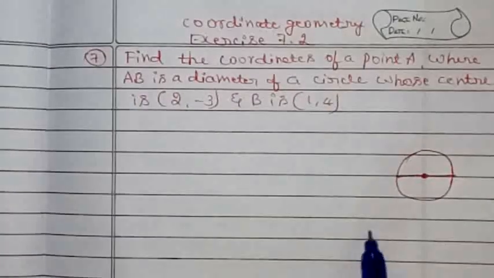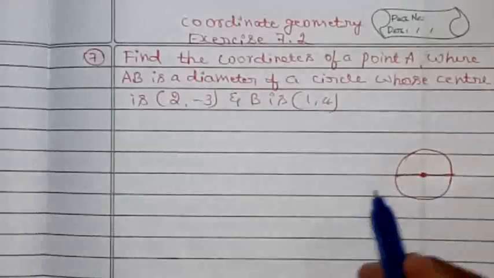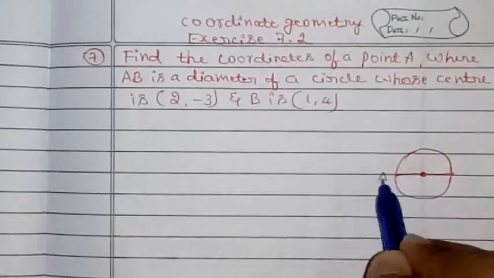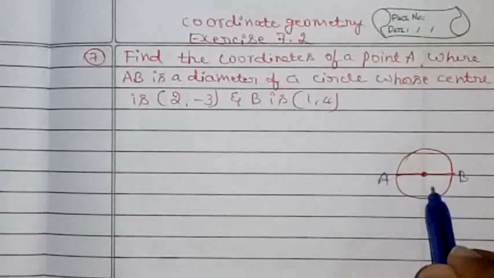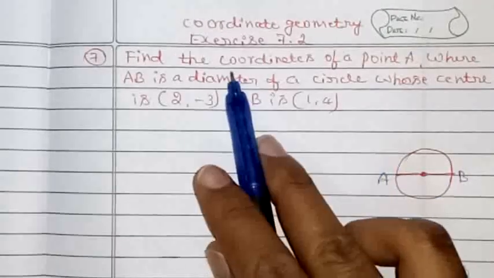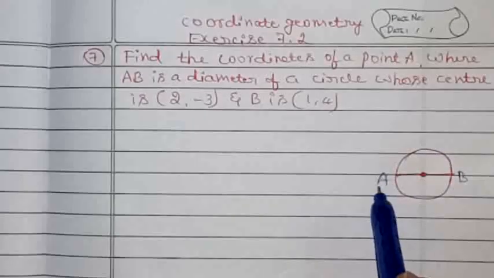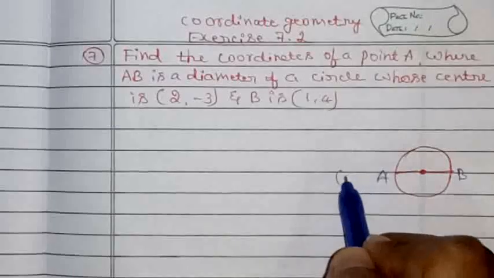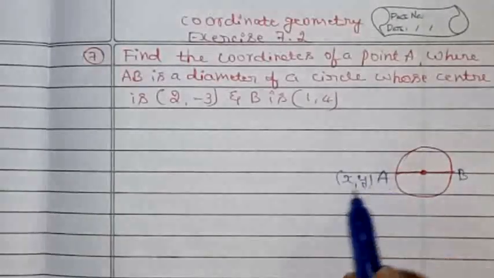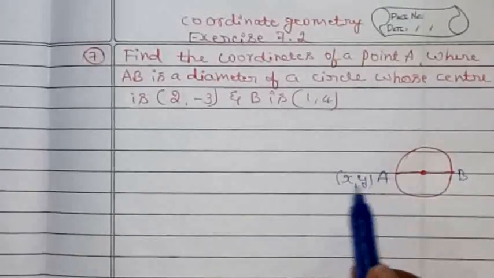So suppose this is a circle where this is, I'll write this as AB, right? Nothing but AB is a diameter, right? Now find the coordinates of A. So you need to find the coordinates of this point. So I'll write the coordinates of A are (x, y). So you need to find the coordinates of (x, y).